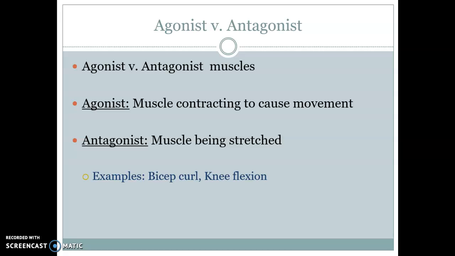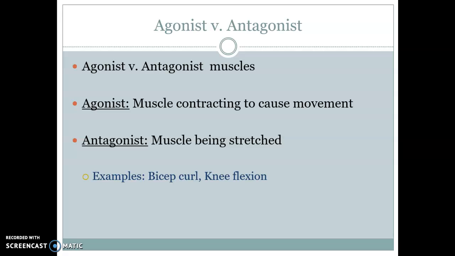And during that same motion, the bicep curl, our antagonist muscle is our tricep on the backside of our arm. The reason for that is because even though it's a bicep curl, the tricep muscle is being stretched during that motion. You can also apply this to every other joint or movement in the body.